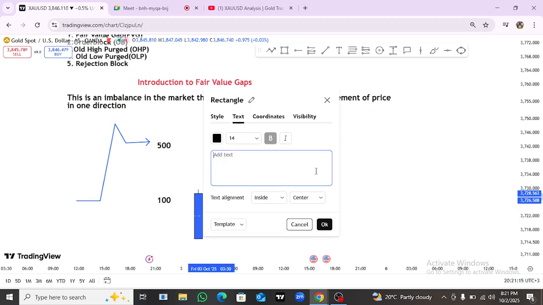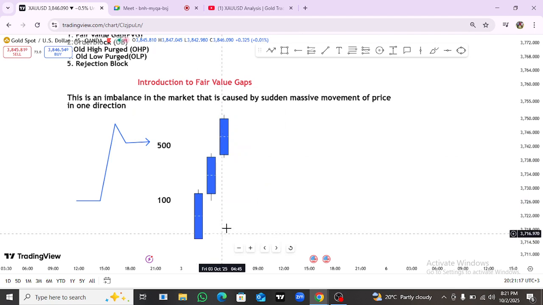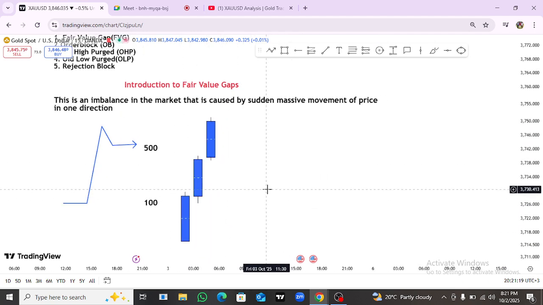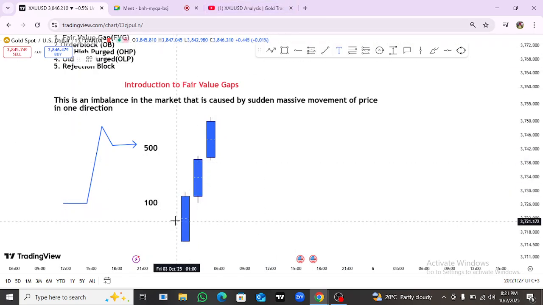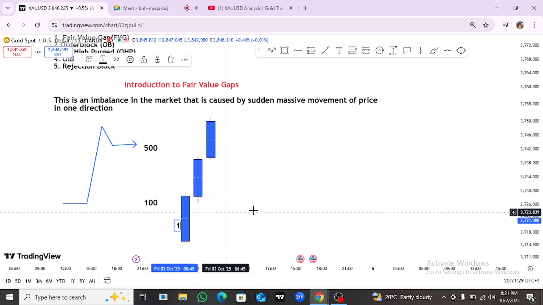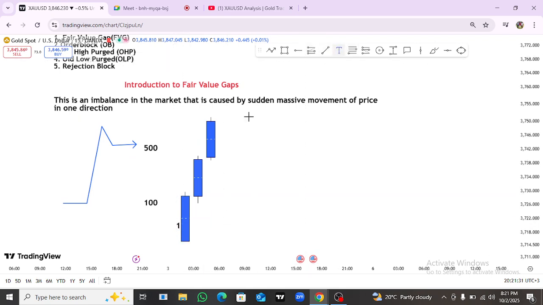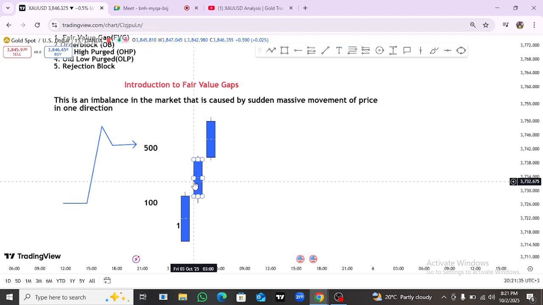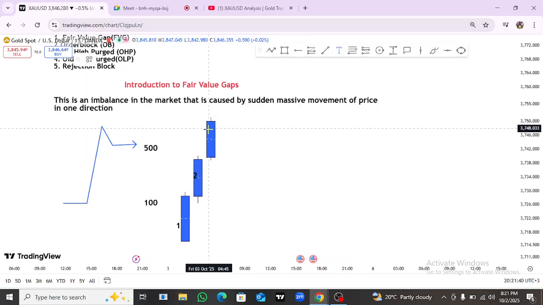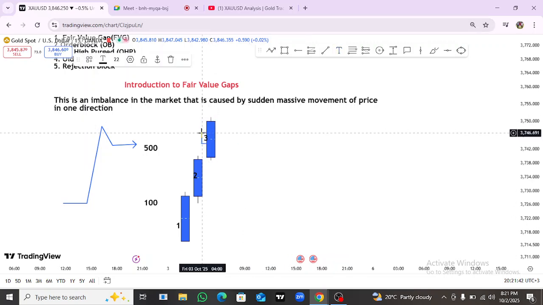So price will never leave such kind of imbalances. If you want to see where a fair value gap is located, you will see it in a series of 3 candlesticks. We have this as candlestick number 1, then candlestick number 2, then we have number 3.